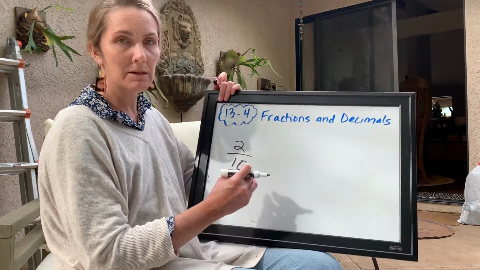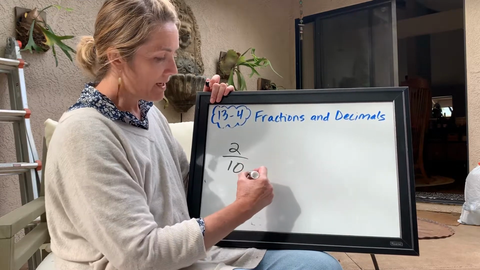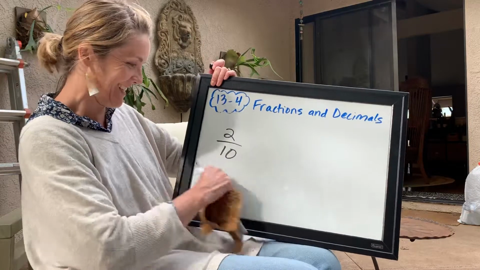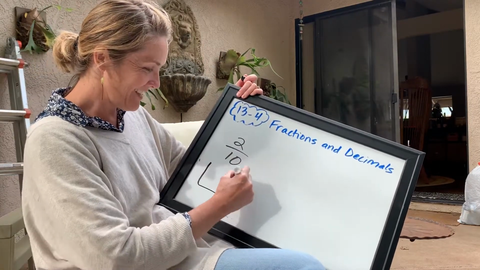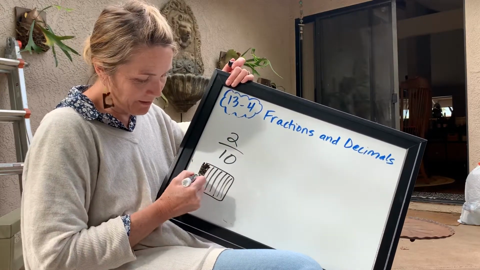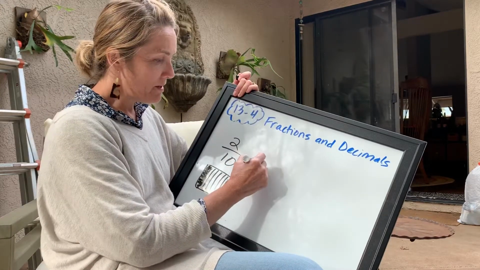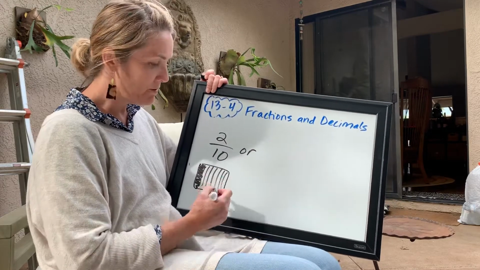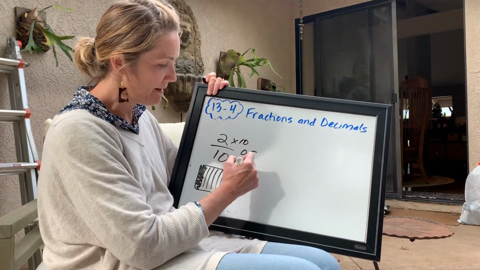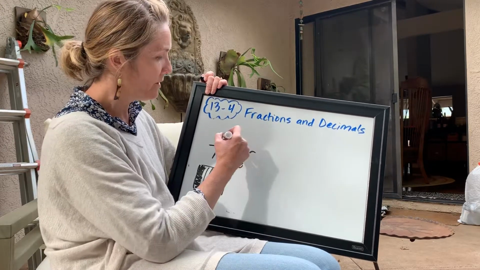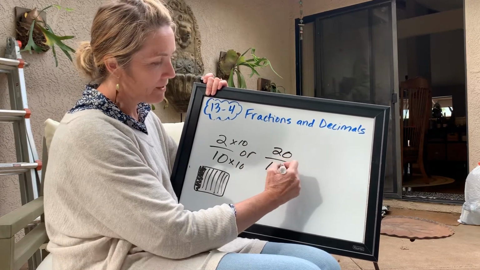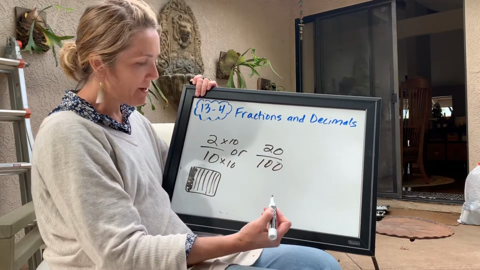Base 10 is just easier to deal with. So 2 tenths on our little box. Say there's 10. It would be filled in like this. They want you to find an equivalent fraction. So doing the same thing would be multiplying this by a 10, because we're going to do base 10. So 2 times 10 is 20, and 10 times 10 is 100. So 20 hundredths is the same as 2 tenths.